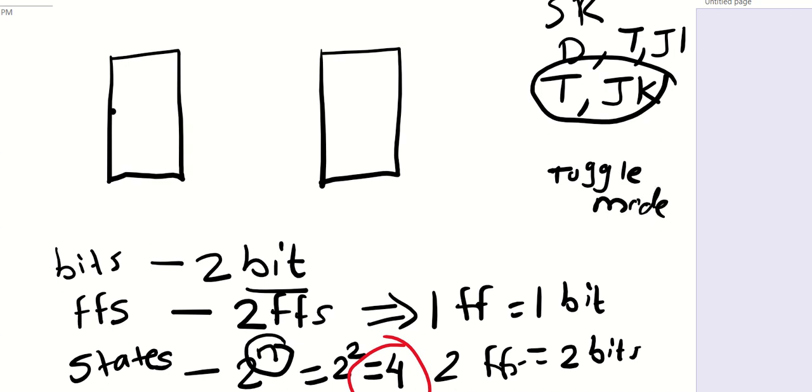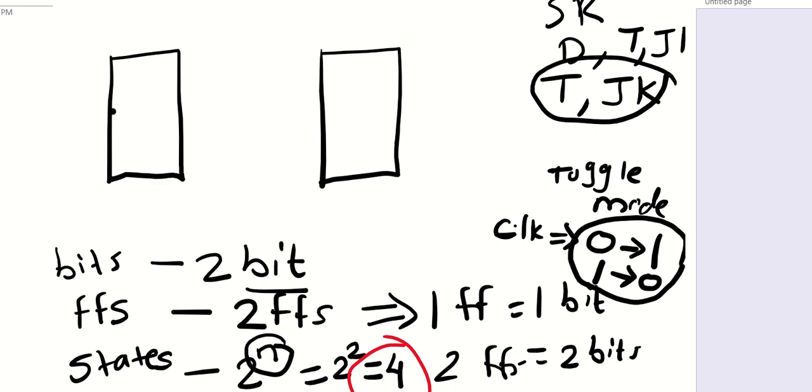In this toggle mode, for any clock pulse, we get the output toggled. If the previous state output is 0, you will get a 1 in the next state. If the previous state output is 1, in the next state you will get a 0. Means your output will always get toggled, and it is possible only in a JK and a T flip-flop.